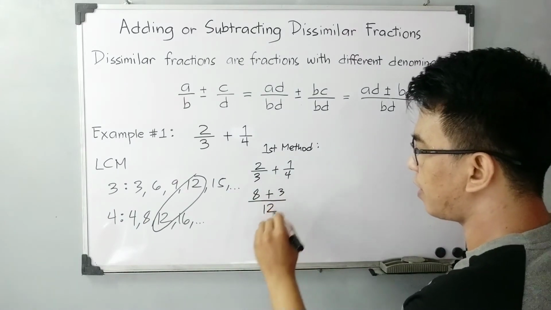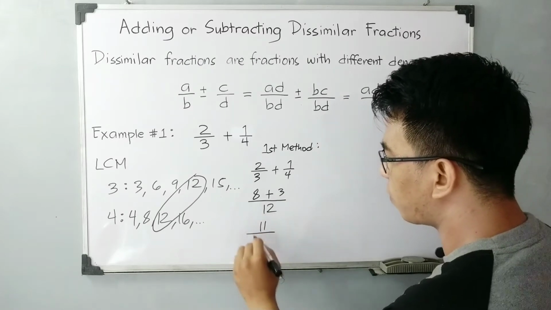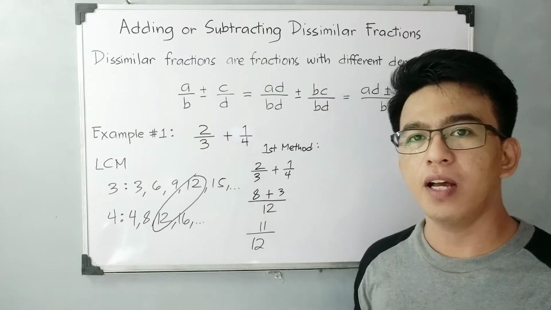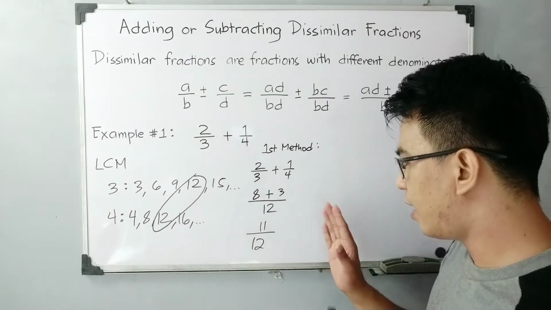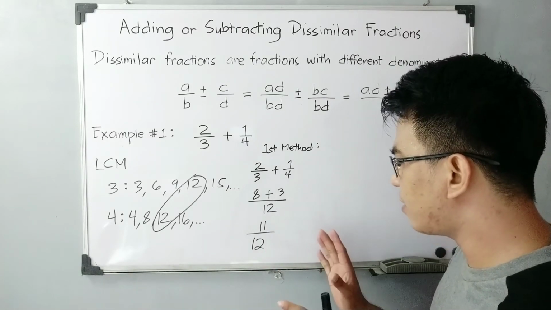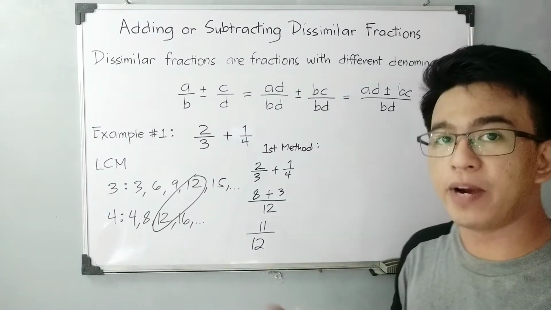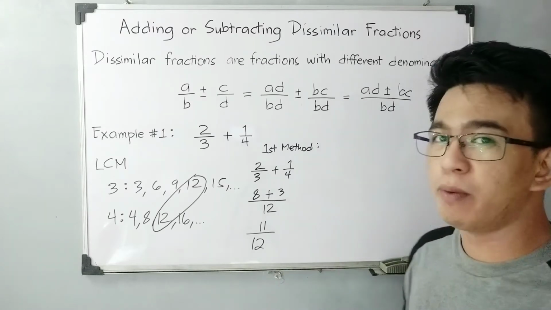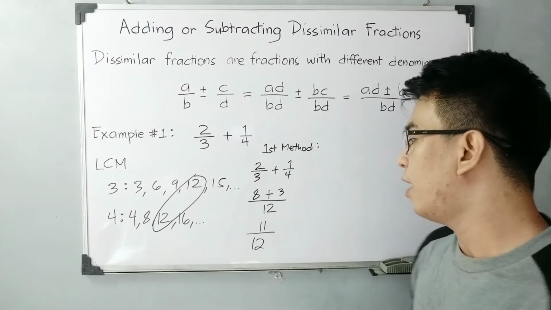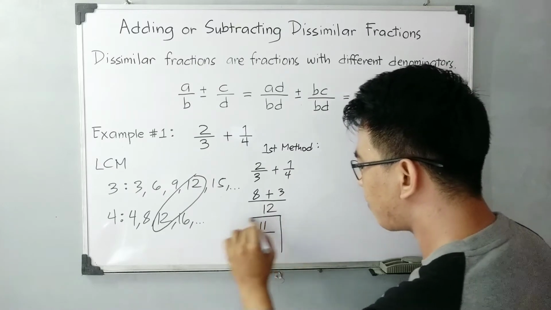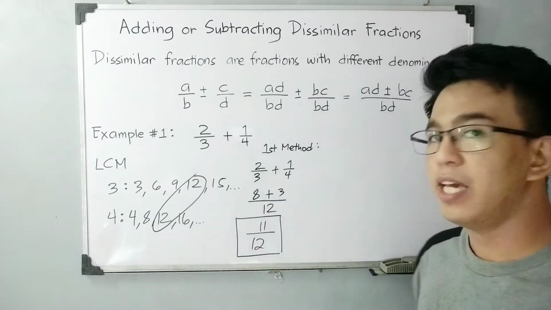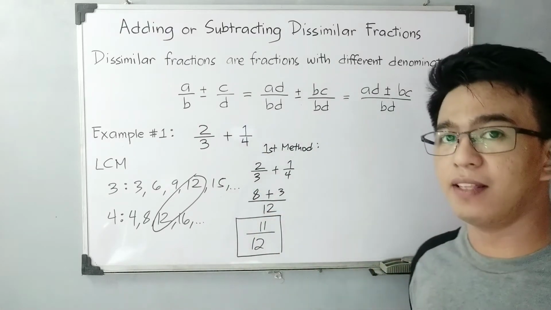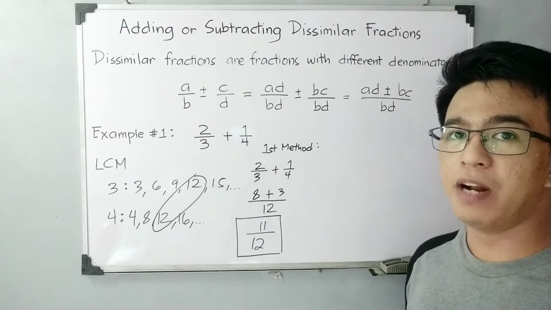Okay? 8 plus 3, that will give you 11 over 12. And syempre, as I was saying sa mga nauna kong video, you need to analyze or check if you can still express your final answer in lowest terms. And since wala na tayong greatest common factors between 11 and 12, we can treat this one as our final answer. Okay? Yan yung first method natin. Ito yung traditional way on how to add or subtract dissimilar fractions.